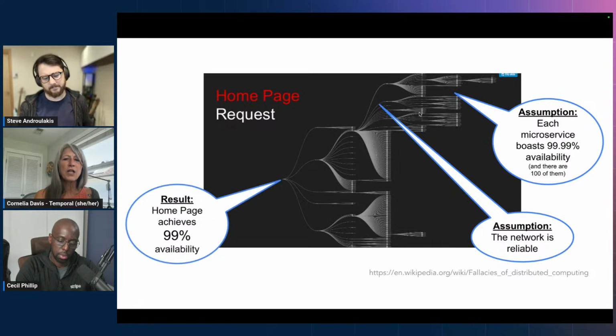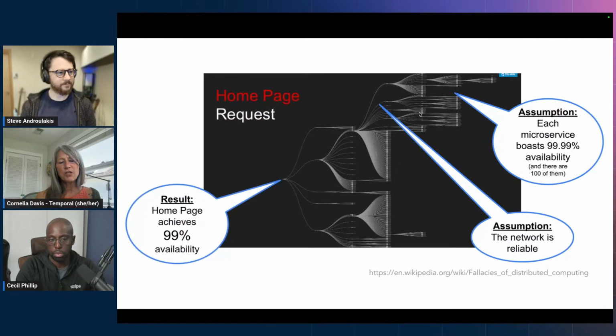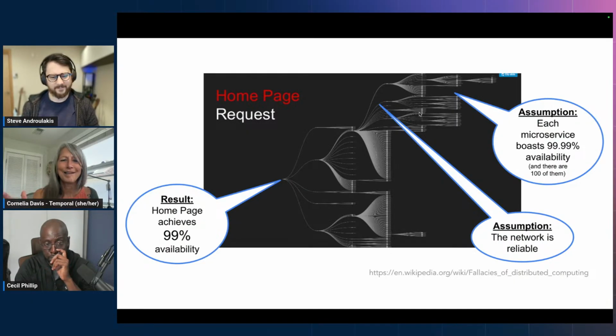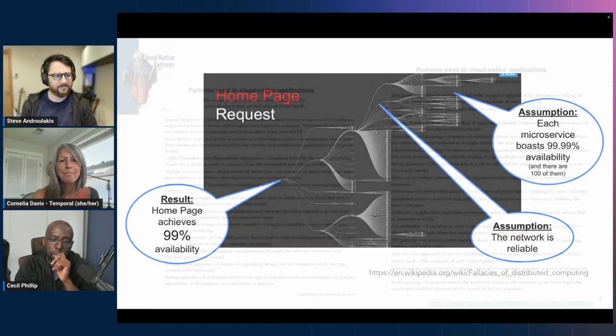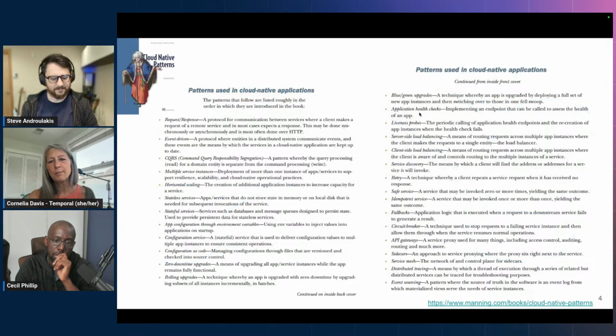And the whole punchline is that even if you assume great availability of each of these microservices, let's say 4 nines or maybe even better, you lose a couple of nines of availability by the time you get to the Netflix homepage. And that's with some simplifying assumptions like the network is reliable and those types of things, which we know it's not. And there's a whole bunch of patterns that we as an industry have implemented to make these systems more resilient.